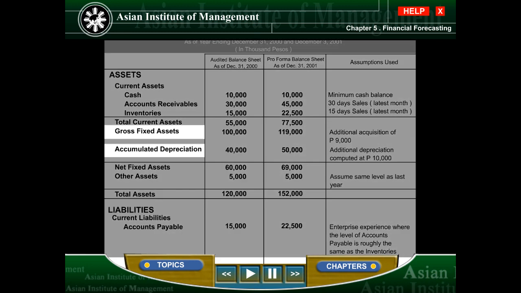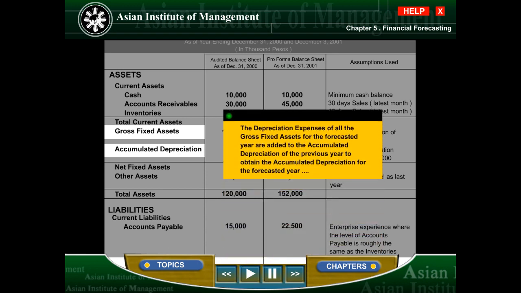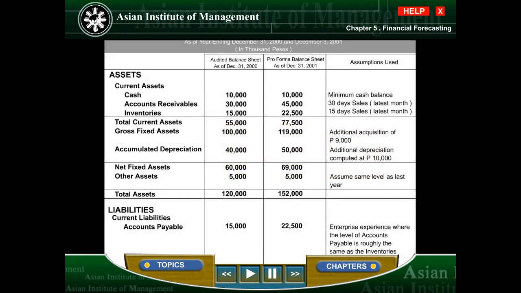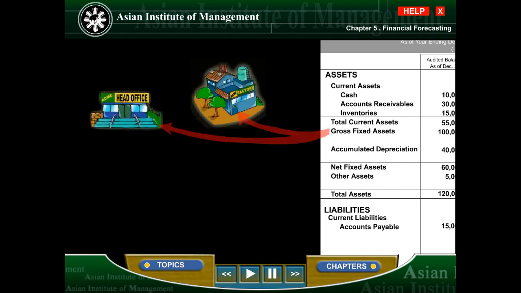Next, the forecaster must subtract accumulated depreciation from the gross fixed assets. The depreciation expenses of all the gross fixed assets for the forecasted year are added to the accumulated depreciation of the previous year to obtain the accumulated depreciation for the forecasted year. By subtracting the forecasted accumulated depreciation from the forecasted gross fixed assets, one is able to compute the forecasted net fixed assets. The gross fixed assets include both the assets used on the factory floor and the head office building.